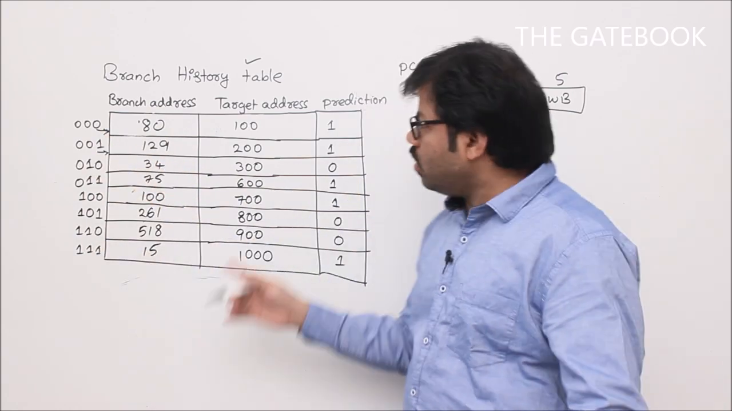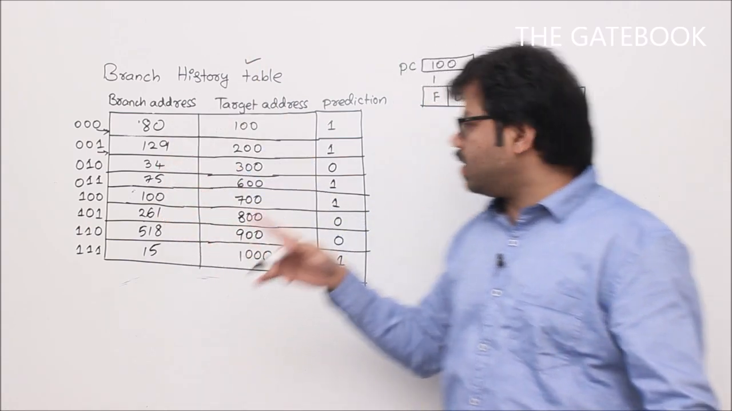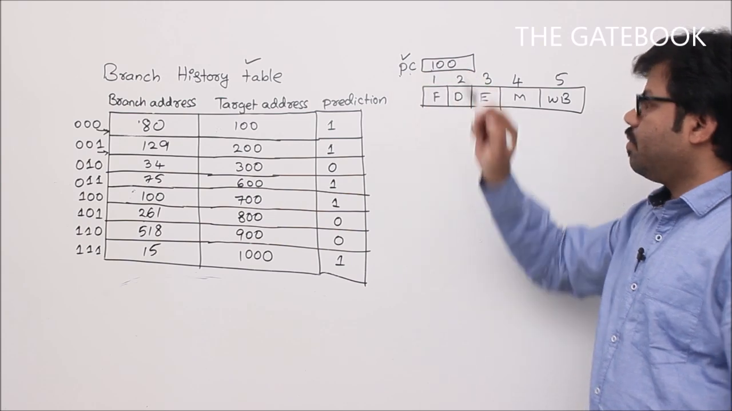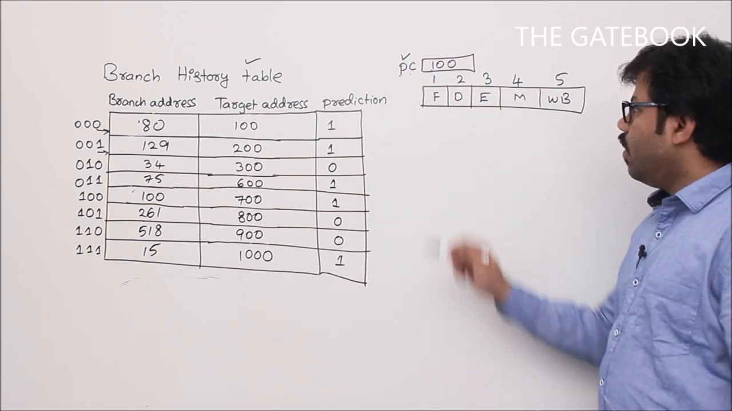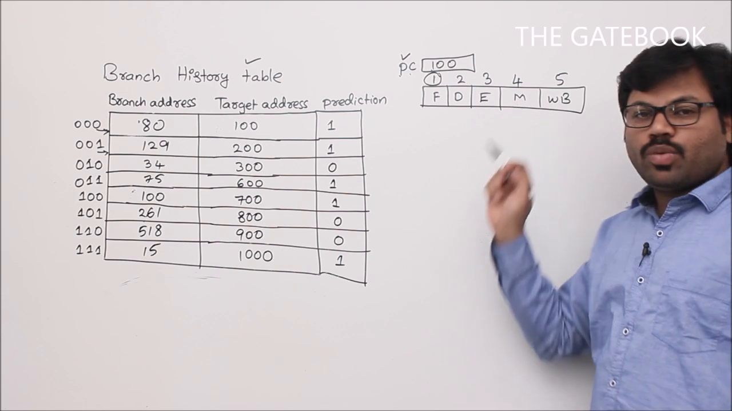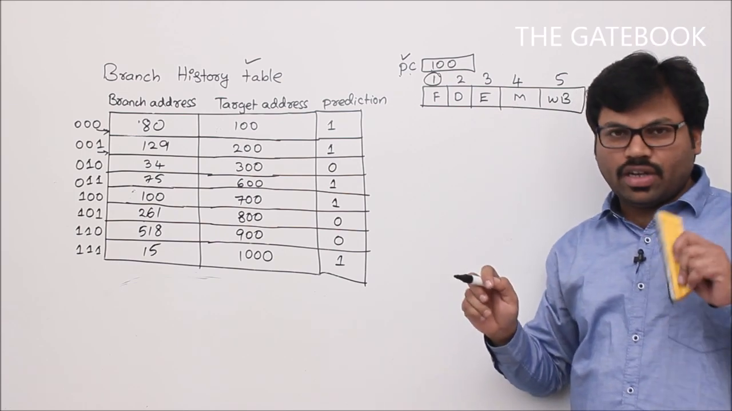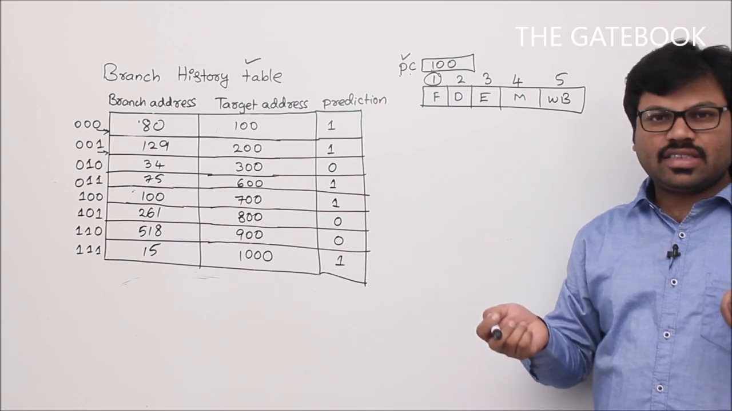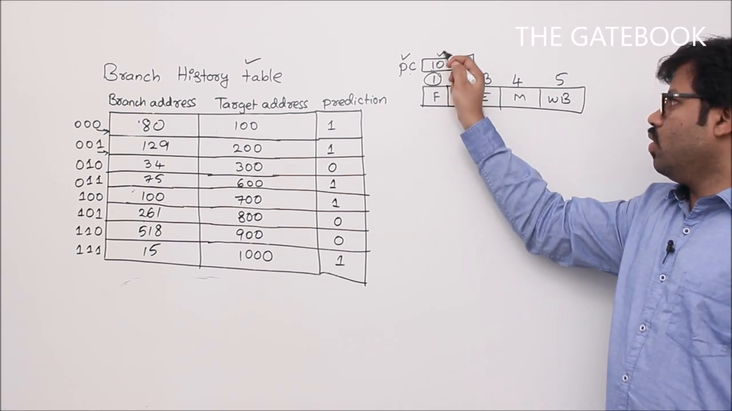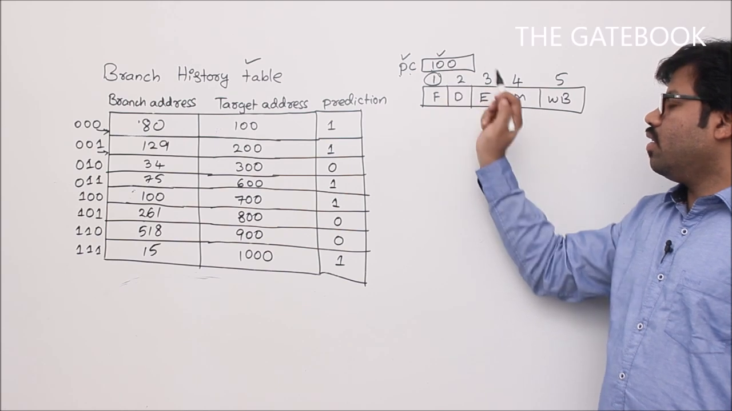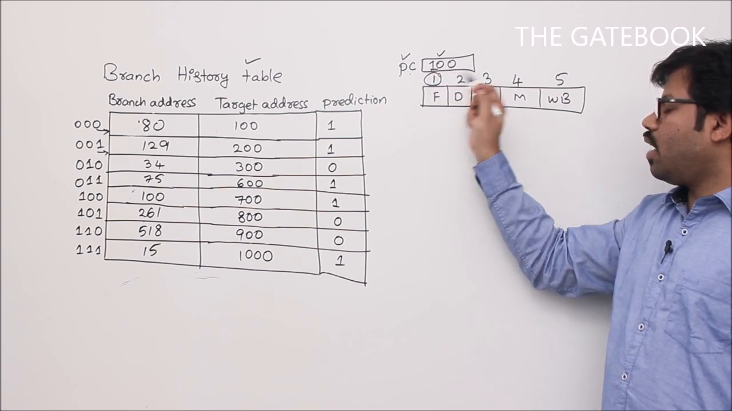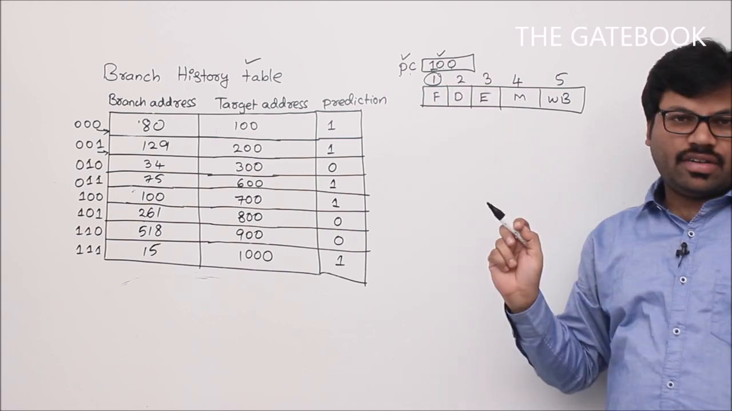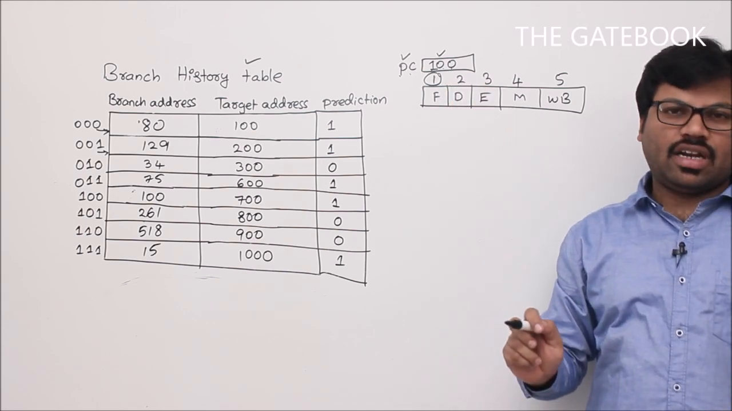Now we will see how this table can be used with one example. Example: currently the program counter value is 100. Now we are at the first clock cycle. At this moment your pipeline doesn't know whether it is a branch instruction or not, because that instruction is not fetched yet. The only thing our pipeline knows at this moment is that instruction's address, which is 100. That may be a branch instruction, may not be.